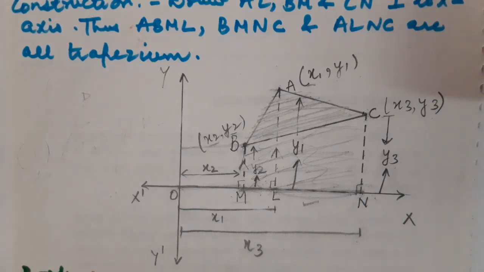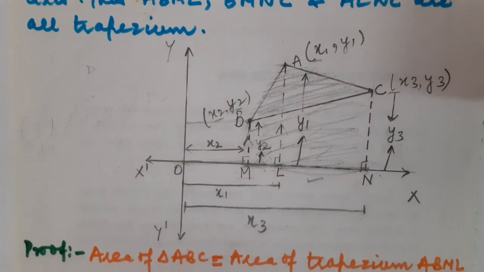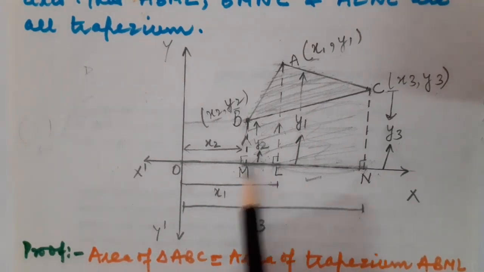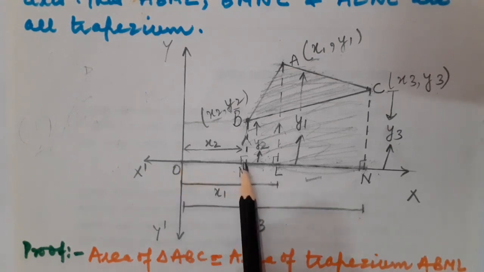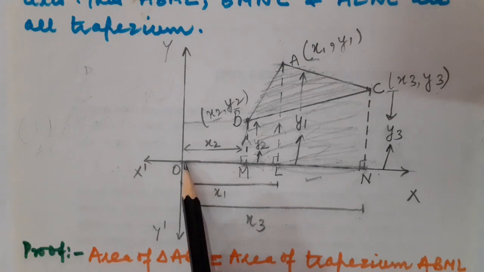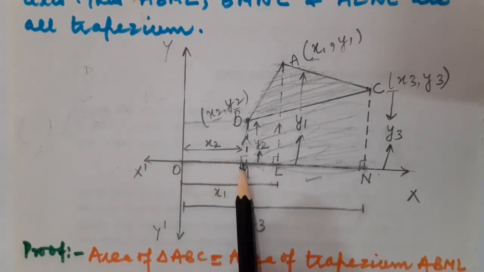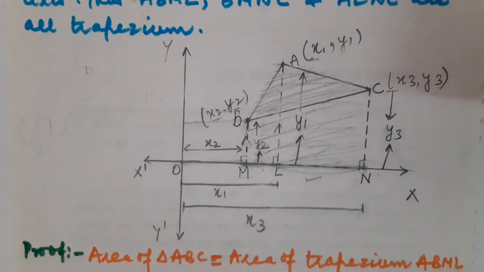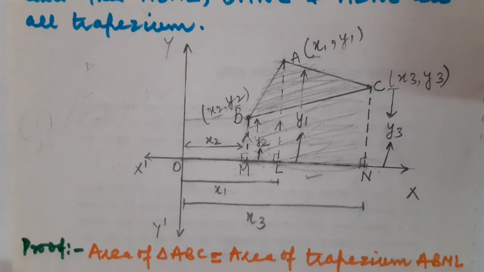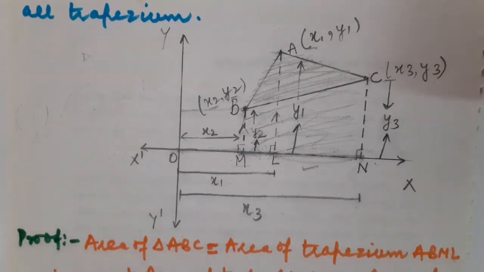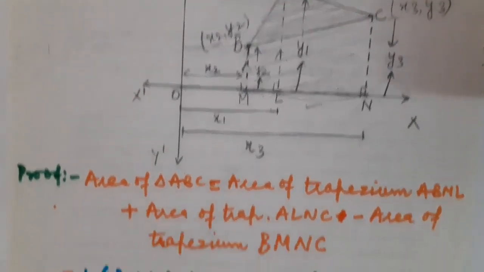Correct, students? Okay. Let us talk about how to calculate ML. This is ML. Complete OL is x1. Complete OM is x2. So ML will be OL minus OM, that would be x1 minus x2. Fine, students. In the same manner you can calculate all those values, all those dimensions, which you require.